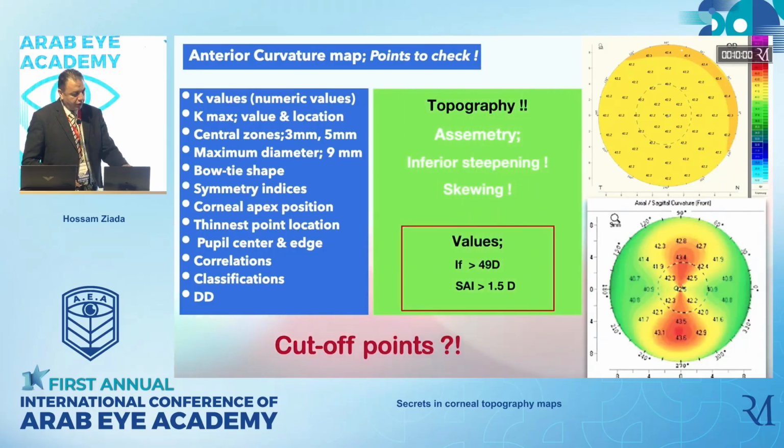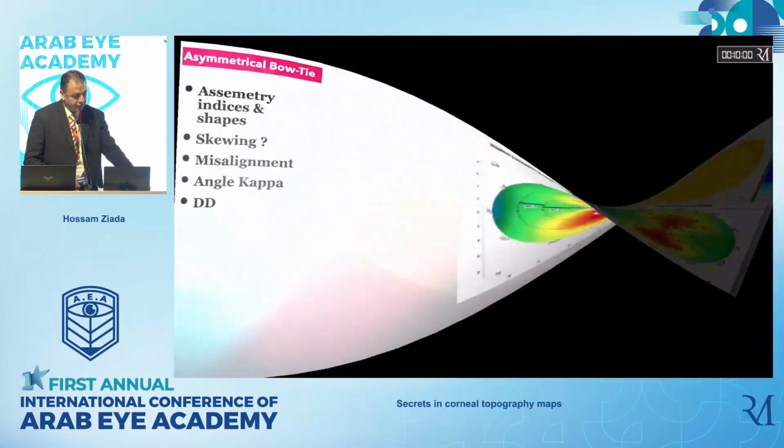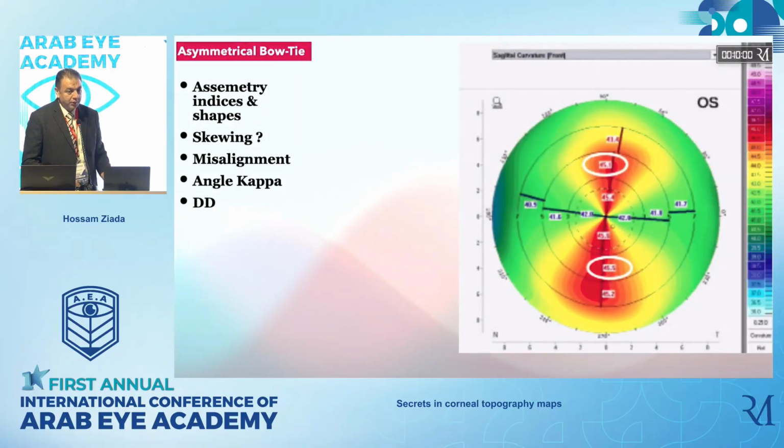And so the cutoff points here, this is the important point to talk about. What about the surface asymmetry index in the superior and the inferior points in the central 3 millimeter, 5 millimeter, and 7 millimeters at the end? How to judge? You have to find them equal. But if they are not equal, how to judge? Which difference do you have to accept and which do you have to suspect?